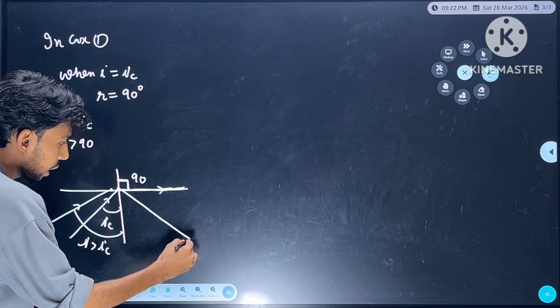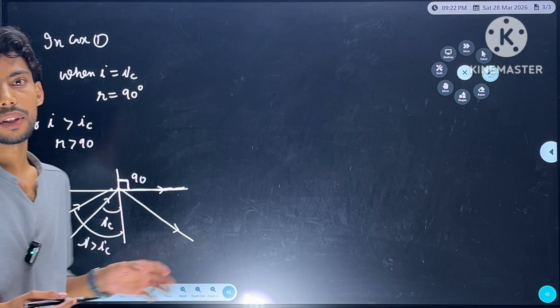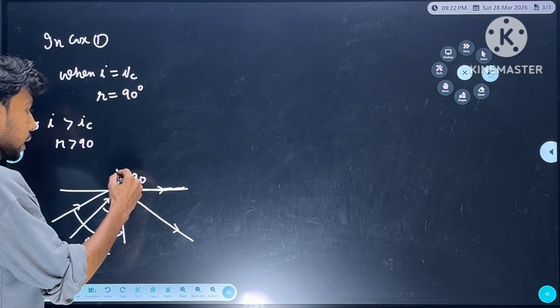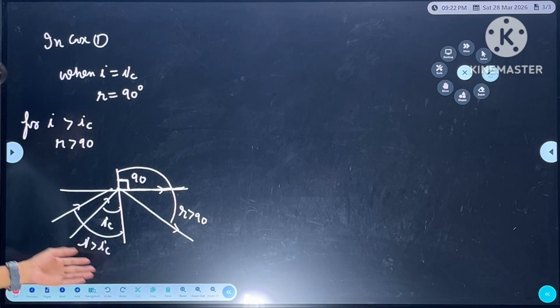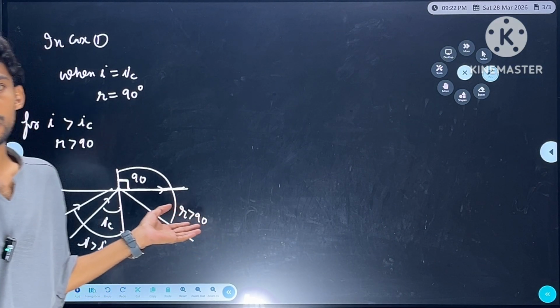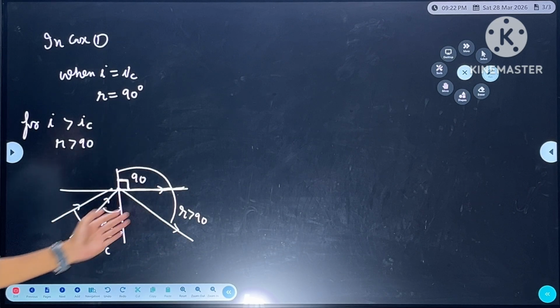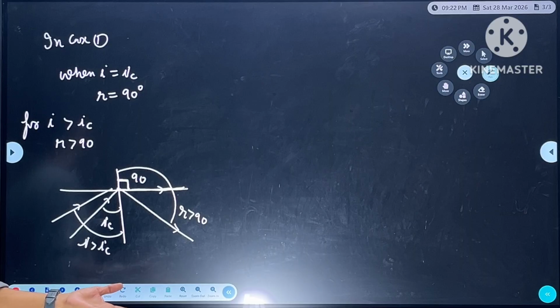Greater than 90 degree means that if the light is along the boundary, R has the value 90 degree. If R is greater than 90 degree, that means this light ray has to travel back into the same medium, right? You can see that now R is of course greater than 90 degree. So in this case, instead of refraction, what we are observing is reflection. The light ray is incident at the boundary and coming back in the same medium. This property is called what? Reflection.